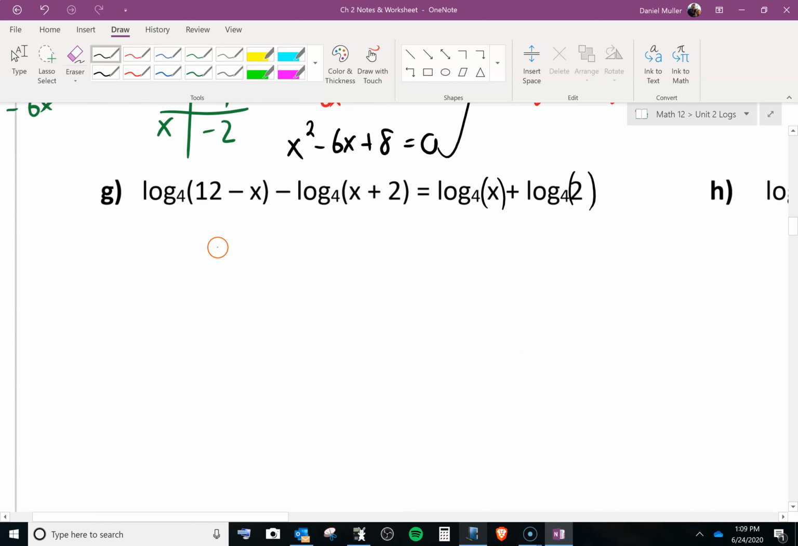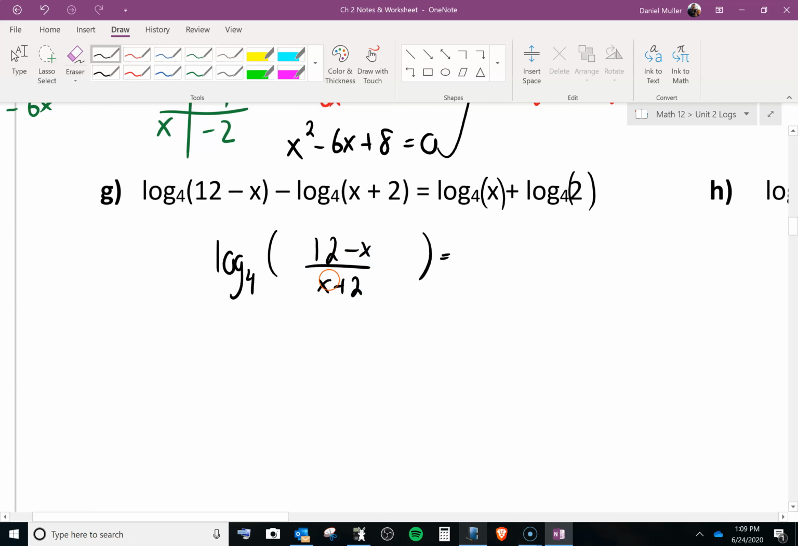We've got to get the logs together. So this is a log base 4. Finally, not a log base e. Everything was log base e in the other ones, it seemed. So I've got a 12 minus x and an x. Oh, it's not timesing, it's a subtraction. It's a subtraction, so we need to divide. So we'll go 12 minus x divided by an x plus 2.